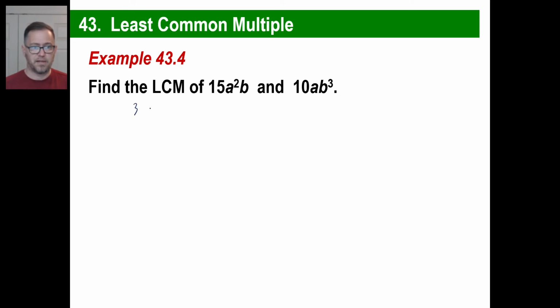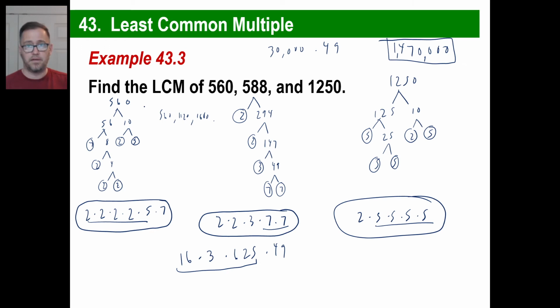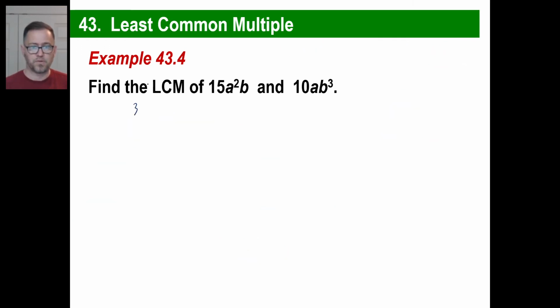These are going to be relatively easy compared to that. You're never going to see anything that giant with variables. 15, you can go like this, 3 times 5. And over here, 10, that'd be 2 times 5, right? All right, A squared, you can just go A times A, and then B. Then over here is an A, and then B to the third, B times B times B.